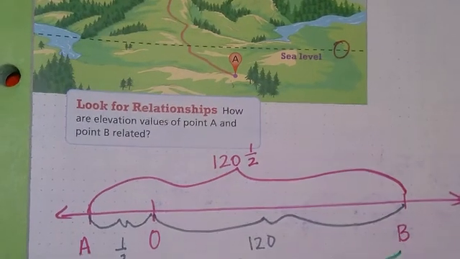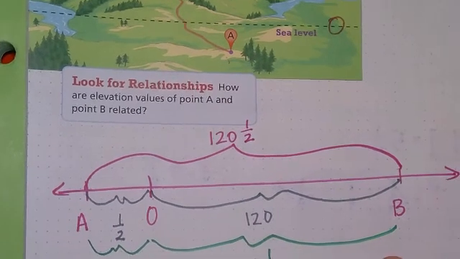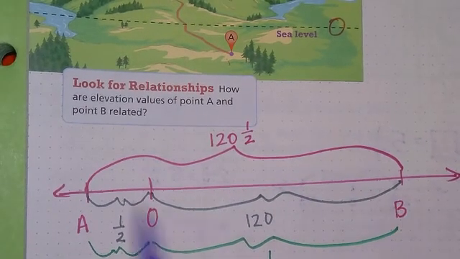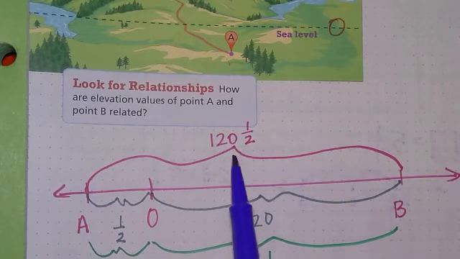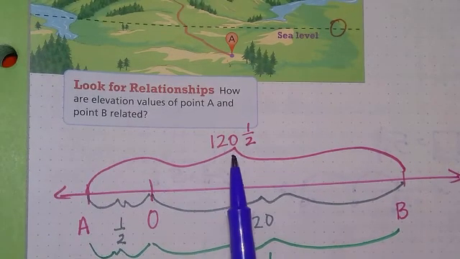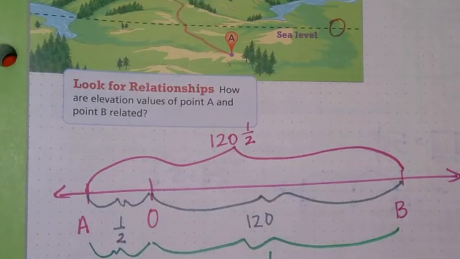Okay, so what I did here is I drew a number line, and I started with putting 0 on the number line, and an A a little bit to the left of 0, and a B over here to the right of 0. And we know that the distance from A to B is 120.5. That's how far he climbed. And so we just have to come up with some possible differences and distances.